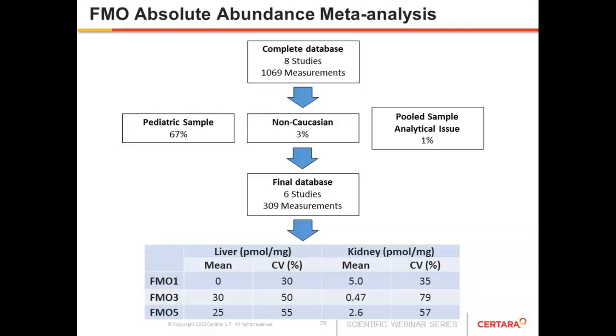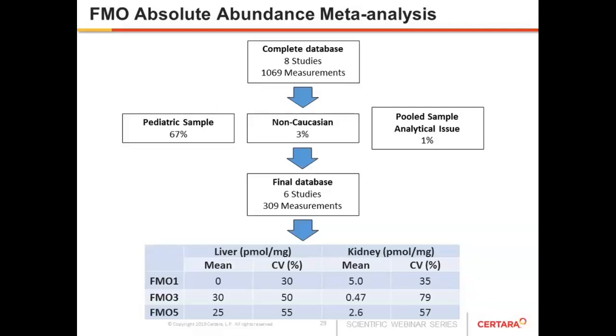And here we're looking at the results in the table on the bottom. So basically, in version 19, we've got absolute abundance values for FMO 1, 3, and 5 for the liver and kidney. As you can see with this table, FMO1 has got a 0 absolute abundance in the liver, and this is because FMO1 is a fetal isoform, so its expression in adult liver is basically minimal. FMO3 and 5 have much higher expression levels, basically comparable to some of the CYP enzymes within the hemolymph microsome. For FMO3 and 5, compared with the liver, the kidney has got much lower and more variable expression levels.